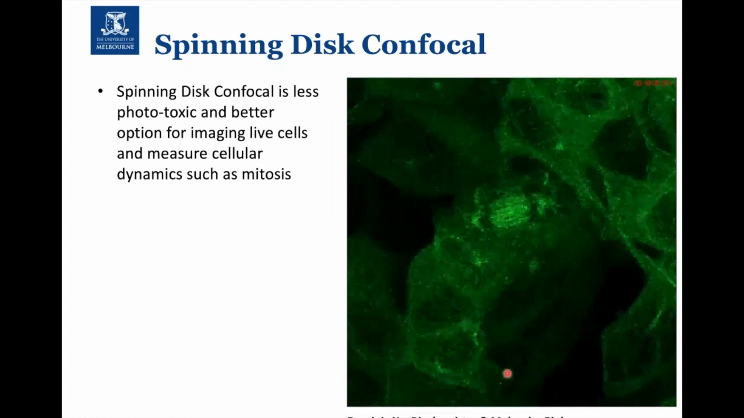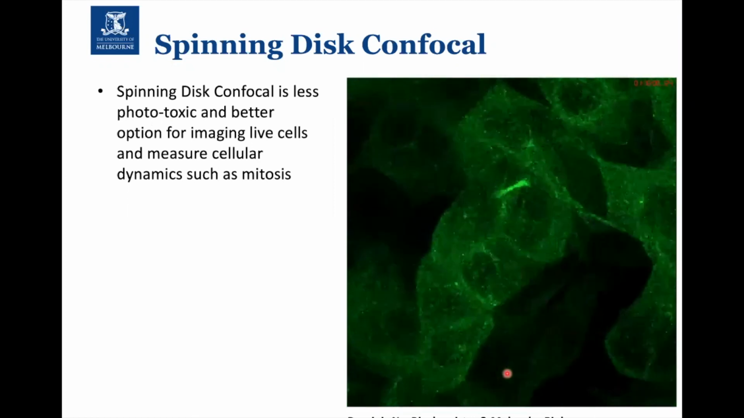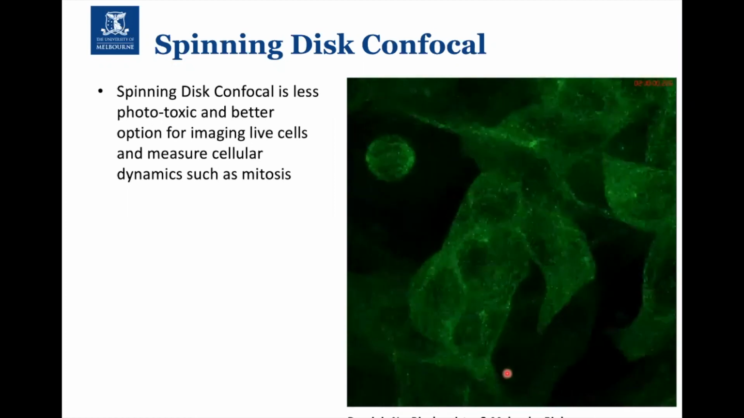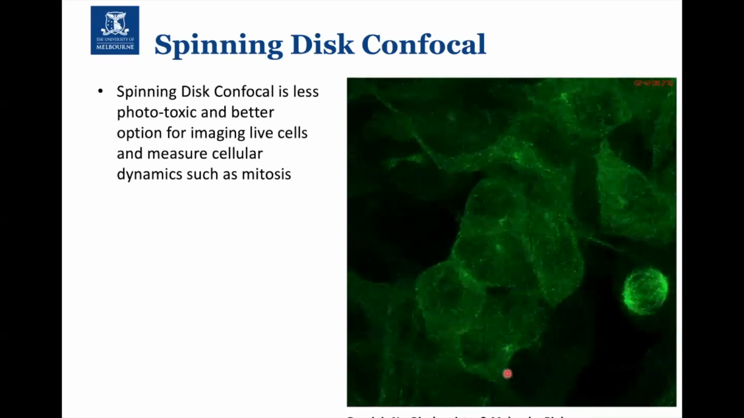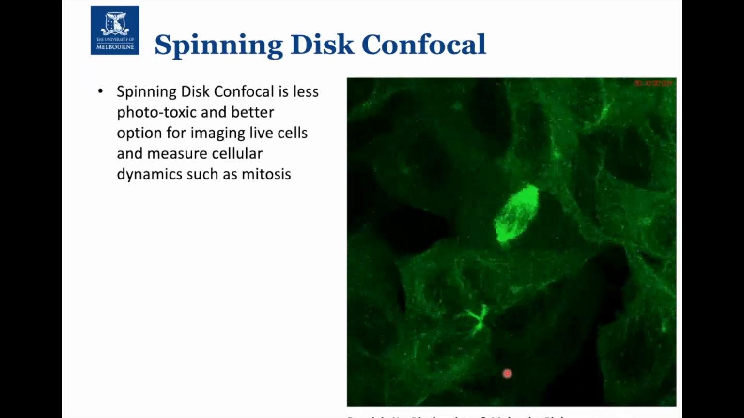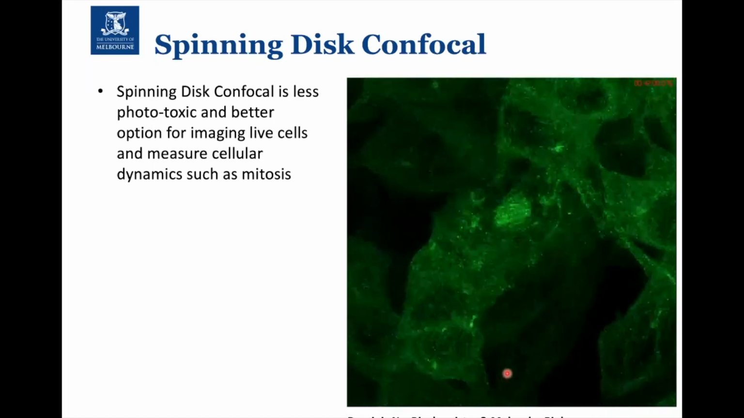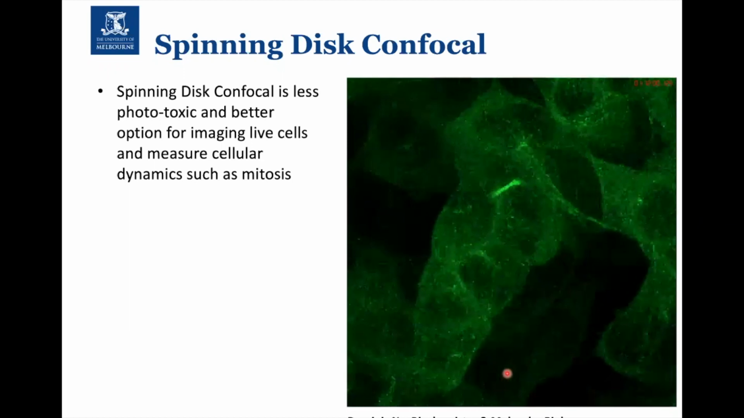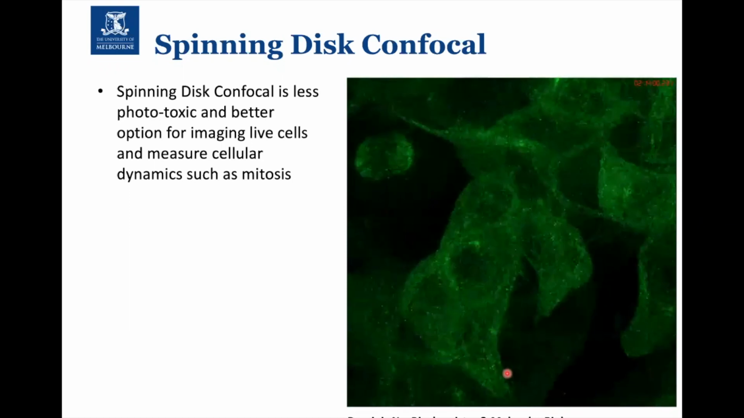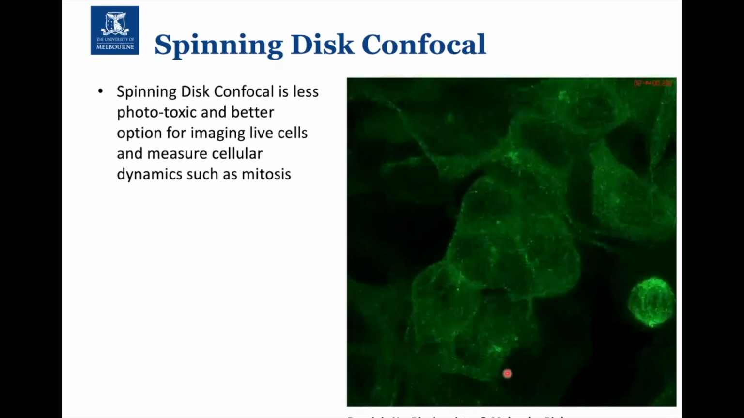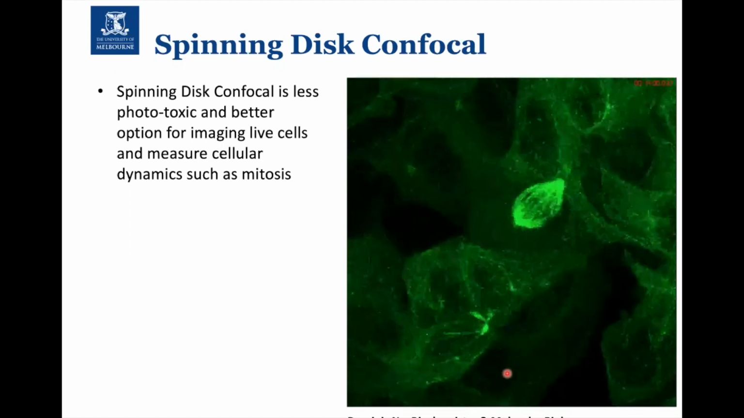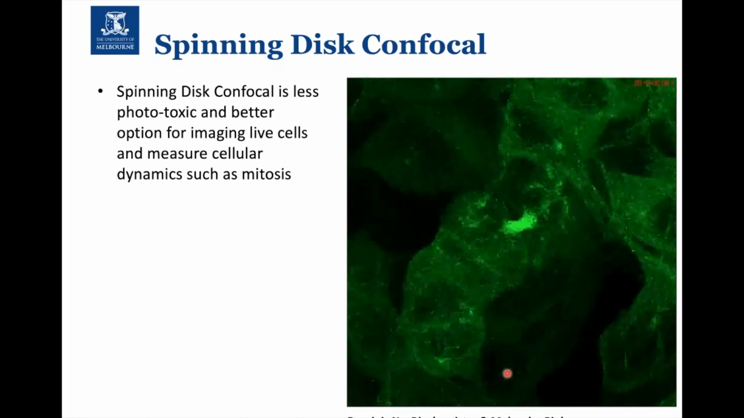Spinning disk systems are very, very useful for imaging things like mitosis, which are very, very sensitive to light. Samples which are very, very phototoxic. So in this case, we've got an example of some cells undergoing mitosis. The spinning disk systems are being a little bit usurped at the moment by a system called a lattice light sheet. Unfortunately, we don't have one of those in our platform at the moment, but yeah, this is another possibility in terms of systems if your sample is very, very sensitive to light.